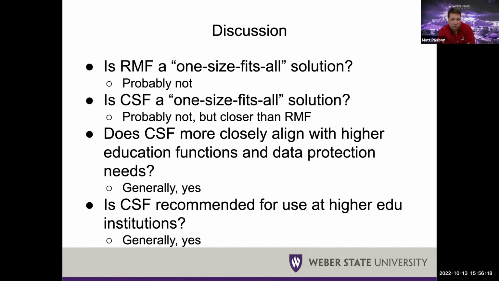Contrast that with the CSF. Is that a one-size-fits-all solution? Probably not, but it is better than the RMF. It is closer to a one-size-fits-all than the RMF, right? Because of the flexibility, because of the broader control base, the broader control catalog, and the opportunity and ability to tailor that to a specific situation. Does the cybersecurity framework more closely align with education functions and data protection needs? Generally, it does, right? Generally, it provides adequate protection for a university's information base, while still allowing for a degree of flexibility.